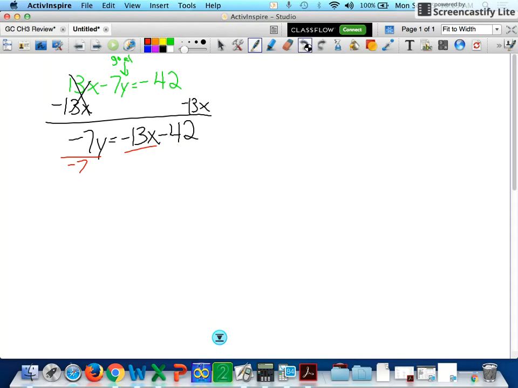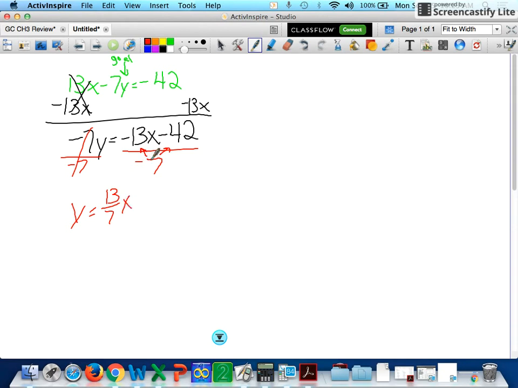Now notice, I naturally tend to write these as separate divisions, but I want people to start getting used to seeing it this way as well. This is divided by -7. Well, that means it's got to happen to both of those pieces. That cancels out, and I get y equals -13 over -7. Well, I know it's going to be positive because negative divided by negative is positive. And then I look at the numbers, 13 over 7. That doesn't simplify. So it just ends up being 13 over 7x.